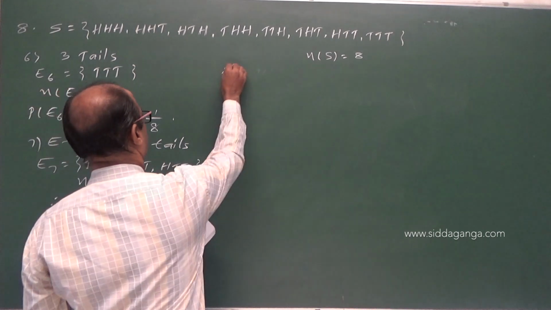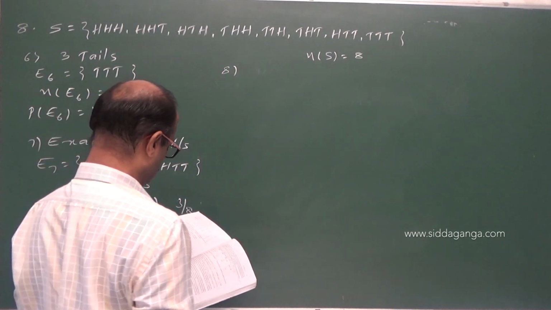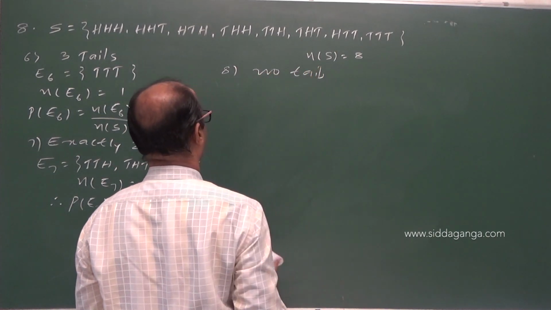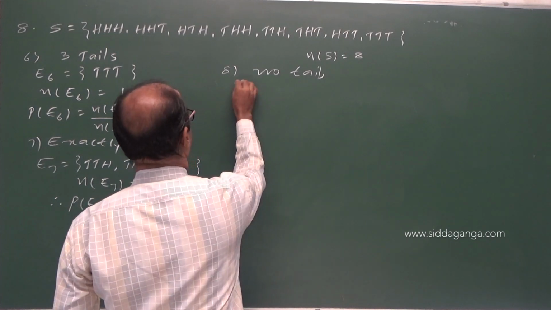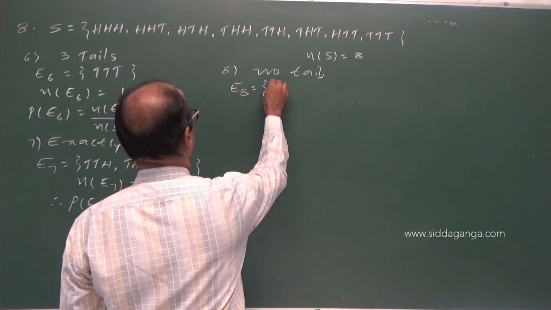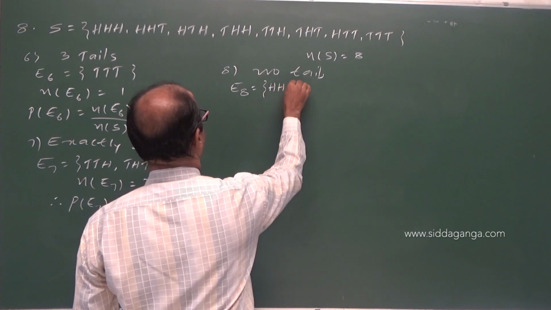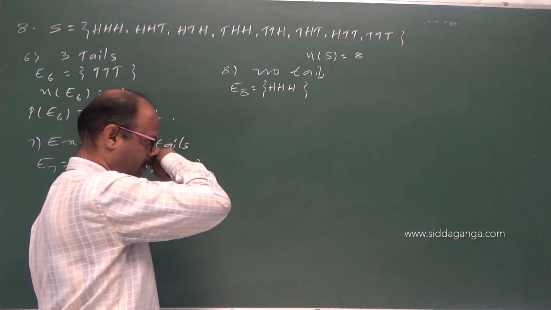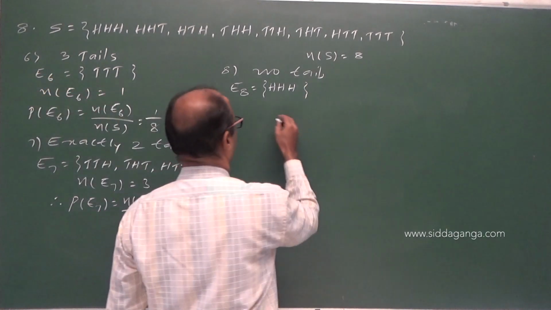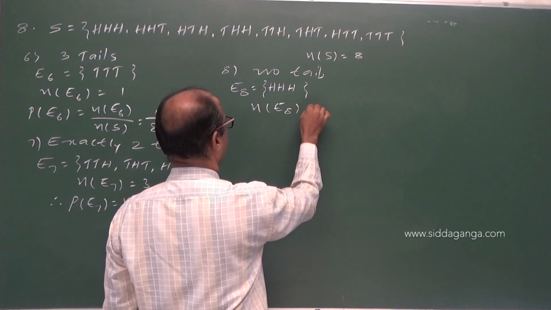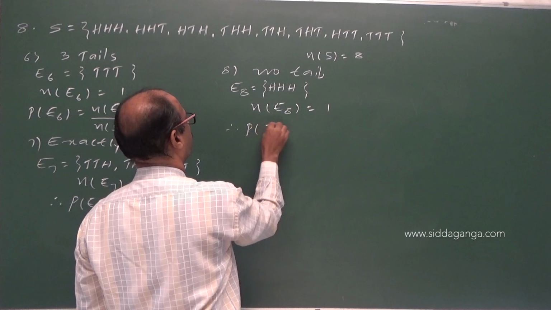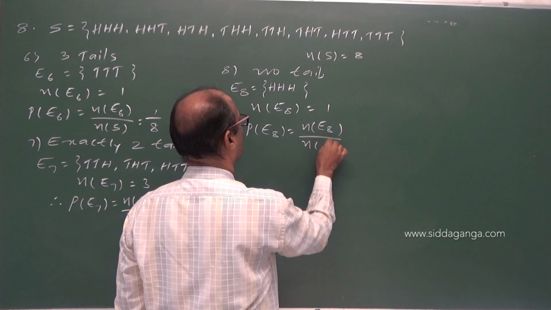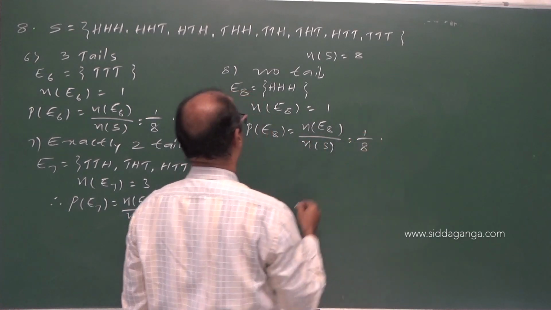Next, number 8, no tail. You can call this event H. Event 8 is equal to HHH, which means all 3 are heads, no tail. So N of E8 is equal to 1. Therefore, P of E8 is equal to N of E8 divided by N of S, which is equal to 1 divided by 8.